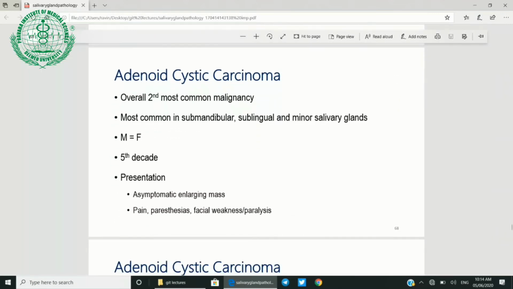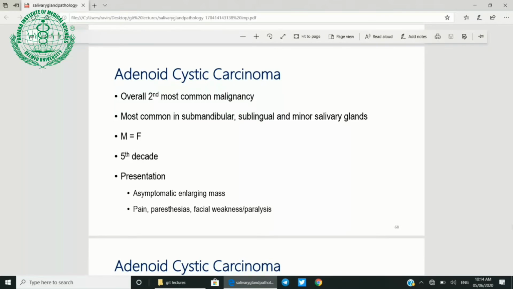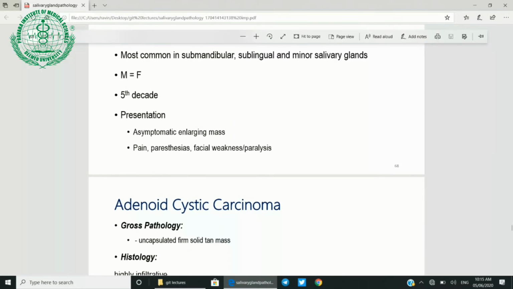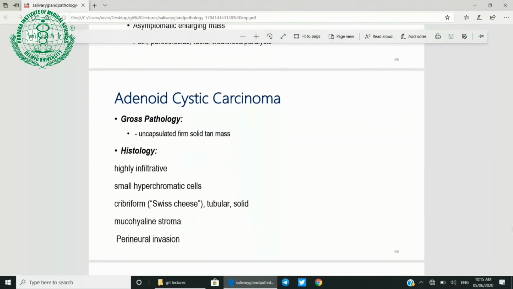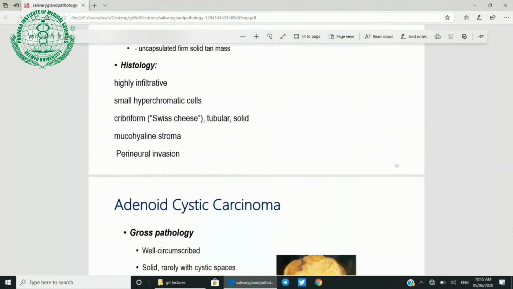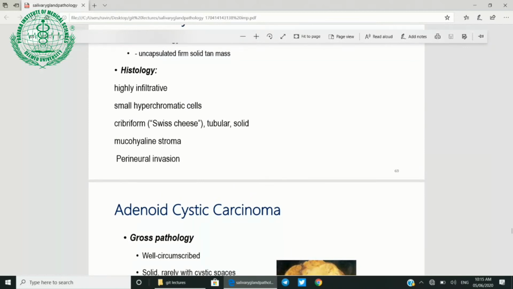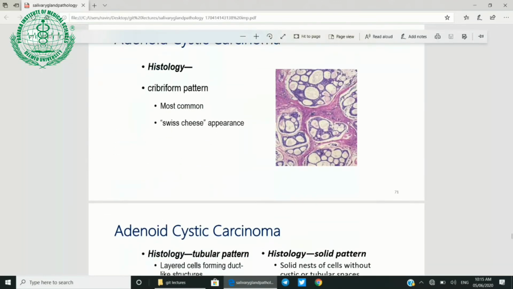And the last category is adenoid cystic carcinoma. Overall, it is the second most common malignancy, common in the submandibular, sublingual, minor salivary gland. Males are equally affected as compared to females. Occurs in the 5th decade. Highly infiltrative. Please remember Swiss cheese pattern and perineural invasion are the hallmarks of this tumor.